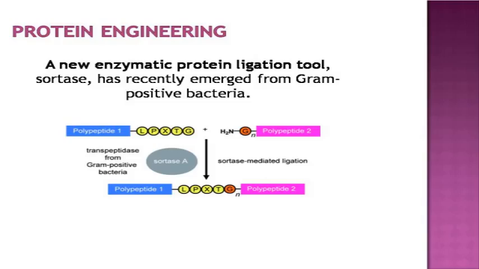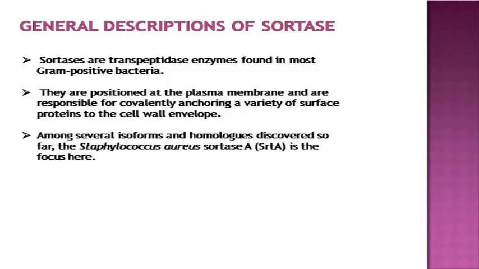method for protein engineering. The general description of the Sortase enzyme. Sortases are transpeptidase enzymes found in most gram-positive bacteria. They are positioned at the plasma membrane and are responsible for covalently anchoring a variety of surface proteins to the cell wall envelope. Among the several isoforms, Staphylococcus Sortase A is the focus here.